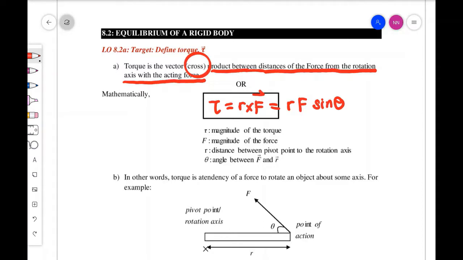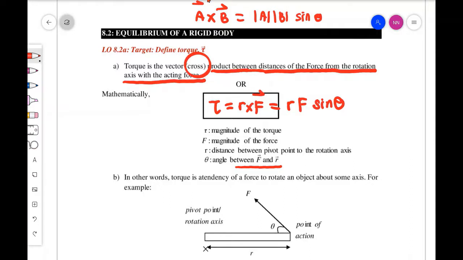Ingat lagi tak dalam chapter 1? Okay. Untuk cross product, vector A cross B equals to magnitude A times magnitude B sin theta. Okay, so ini adalah R cross F. R cross F jadi RF sin theta, yang mana theta ni adalah angle di antara force dan distance.